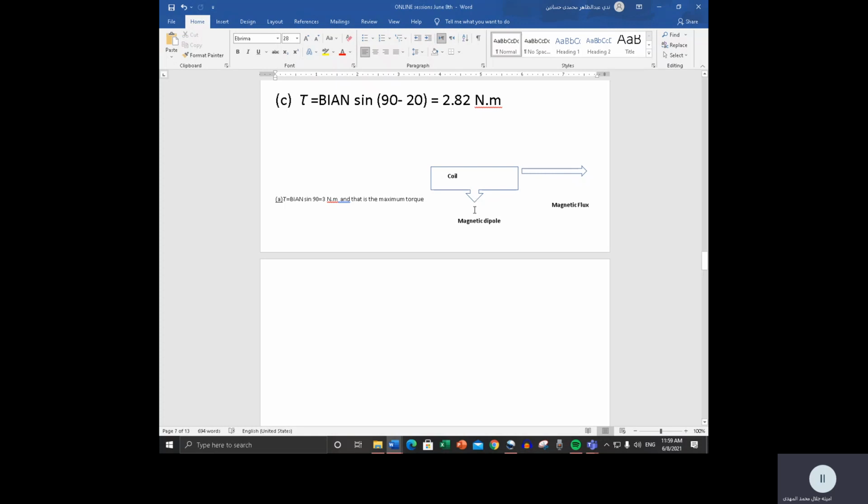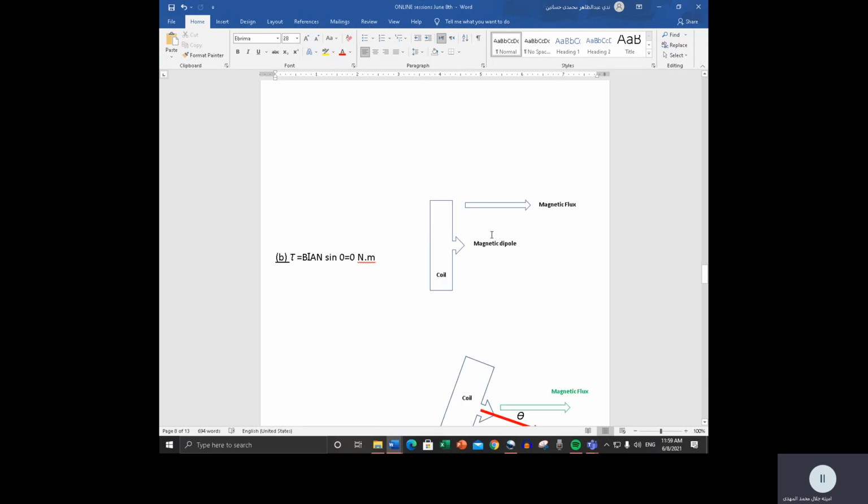All right. In the second case, he said the coil is perpendicular to the magnetic flux lines. So I drew here a diagram. Look here at the magnetic flux lines. It is from left to right in that direction. And this is the coil plane. And I care so much about the magnetic dipole because when I compare directions, I compare between the direction of the magnetic dipole and the magnetic flux lines. Look here at this arrow and that arrow. Are they along or parallel? Yes, they are. So they are parallel.